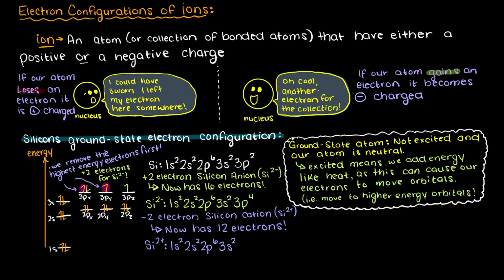If you're at all still confused on the electron configurations of either neutral atoms or ions, check out our next video in this series, and we will complete tons of examples finding the electron configurations of various atoms and ions.